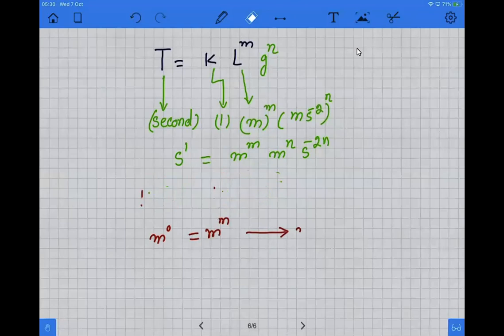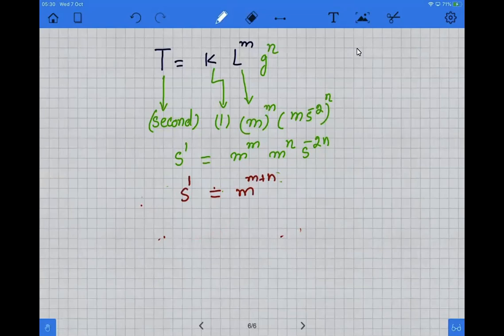On the right hand side, the base is the same, so powers will be added. On the left hand side, it is second power 1. Here it is second power minus 2n. Since meter is on the right hand side while on the left hand side meter is missing, you need to put meter on the left hand side. Meter power m plus n, second power 1, and meter power m plus n, second power minus 2n. If some base is present on the right hand side and it's not there on the left hand side, it is to be replaced with power 0. So meter power 0, second power 1.